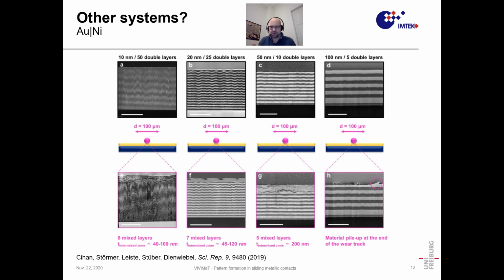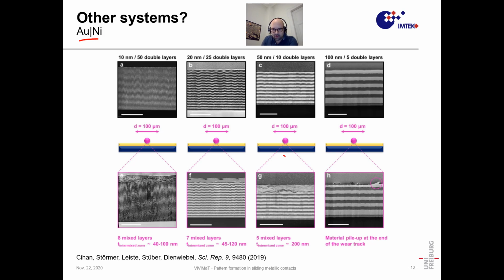In the beginning of my talk, I already told you to also look at Martin Dienwiebel's ViViMaT talk, because he has also looked at very similar processes. In this case, this is a multi-layer system, again the same size as what I've discussed here, 10 to 100 nanometers thickness, sputter deposited, but it's a slightly different system. It's gold nickel, and gold nickel is non-miscible in contrast to the copper gold system that I've talked about before, which is miscible.